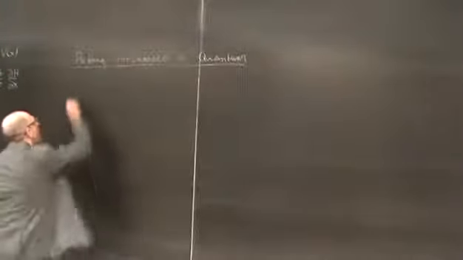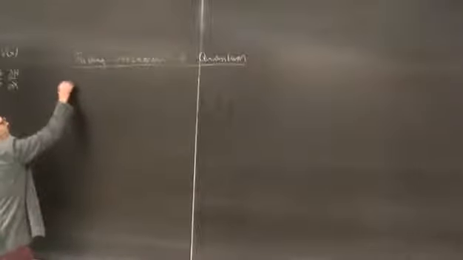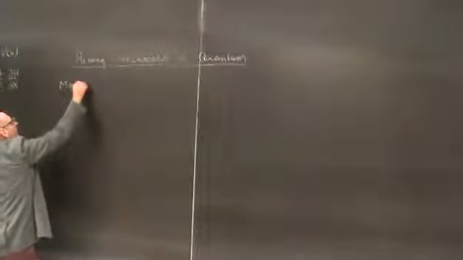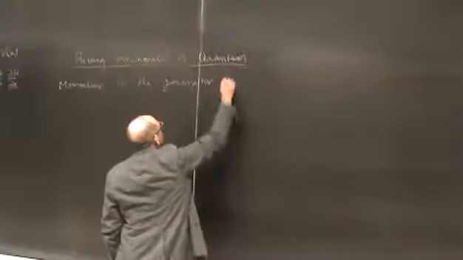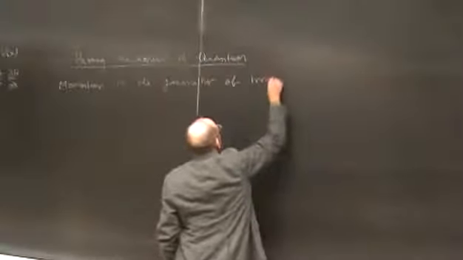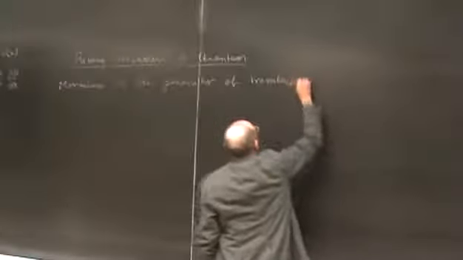So, as we discussed, our hook for doing that is symmetries, okay? And what we discussed is that momentum is the generator of translations in position.